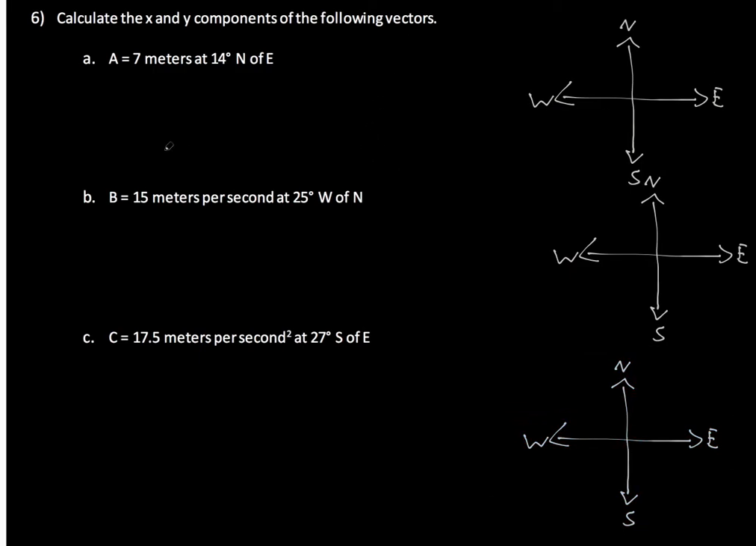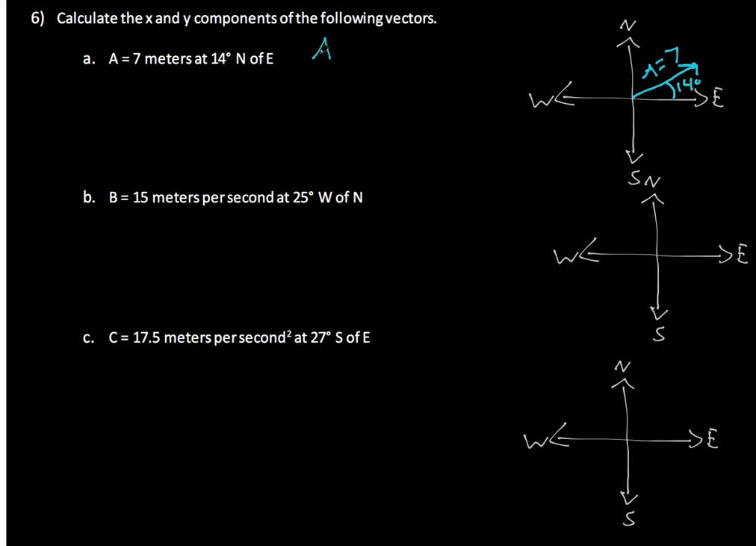Okay, the first one, calculate x and y components of the following vectors. The first one is A is 7 meters at 14 degrees north of east. So what does north of east mean? If this is the east direction and I want to go north of east, I've got to go up this way above east a little bit, towards the north axis. So somewhere up here, and the vector is going to point that way. And we said this angle between east and north is 14 degrees, and the vector itself, A, has a magnitude of 7.